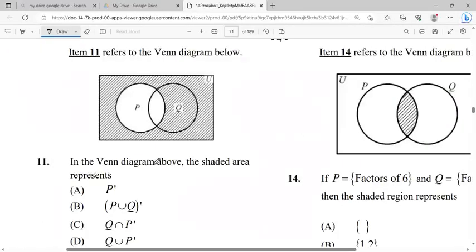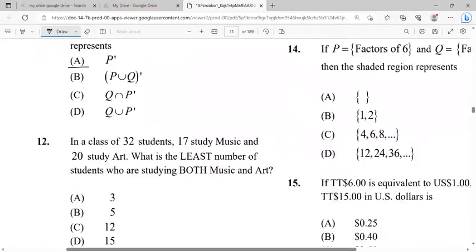In the Venn diagram above, the shaded area represents... We did this one already. It would be P prime. Everyone should be running through them now based on the fact that they have been doing them for a long time.